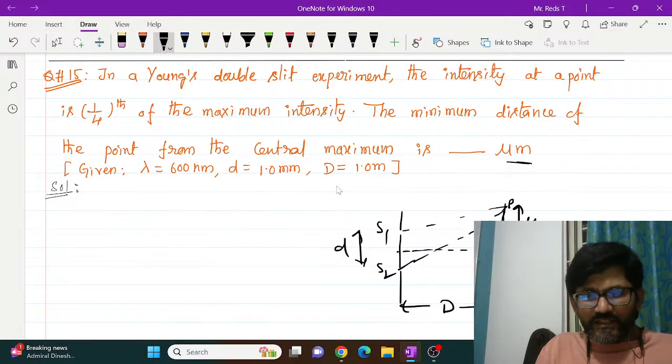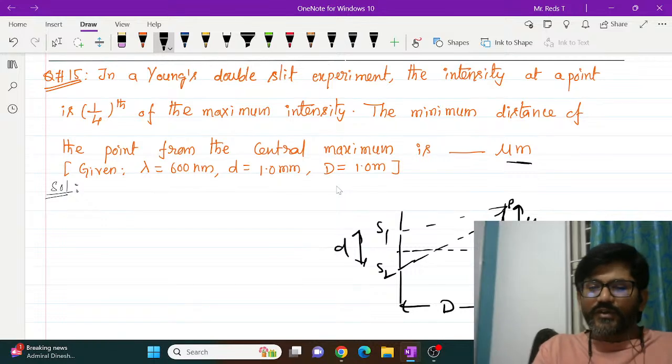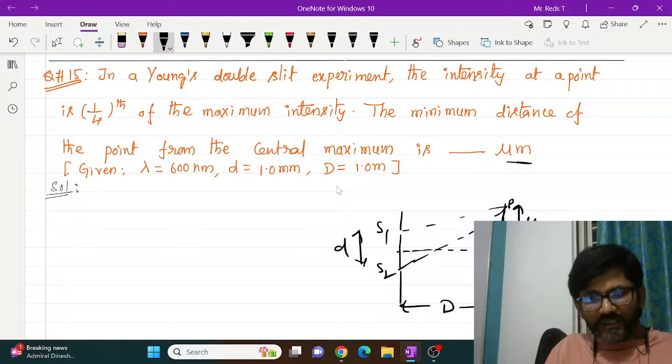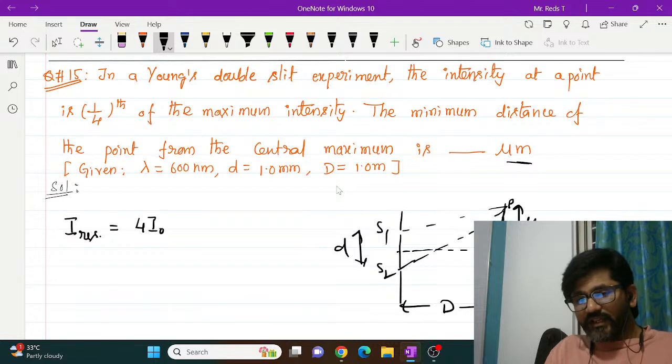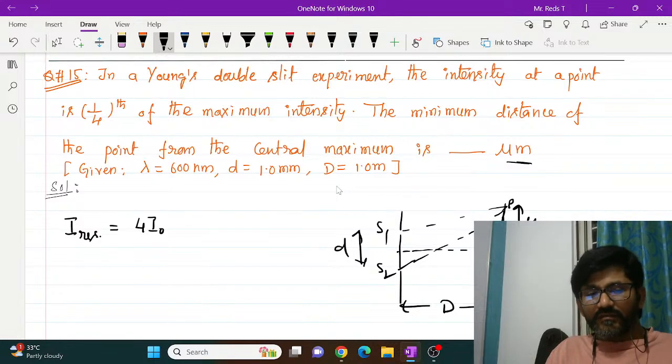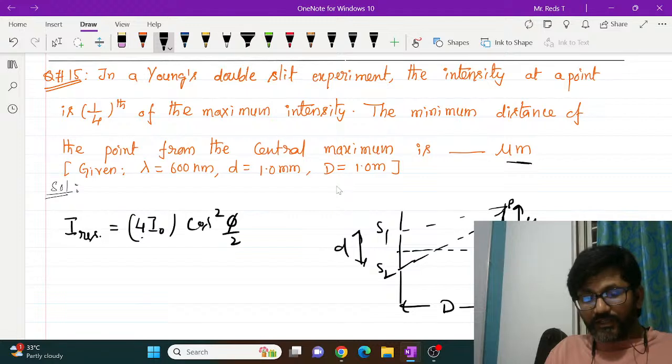The point given here is, in Young's double slit experiment, the intensity at a point P is 1/4 of the maximum intensity. To understand this, you have to remember every basic point. We should remember that the maximum resultant intensity is equal to 4I0, where I0 is the intensity of each individual wave. They are equal. Then the intensity is 4I0 cos square phi by 2, where phi is the phase difference between these two waves.